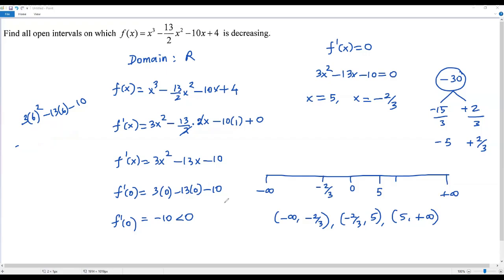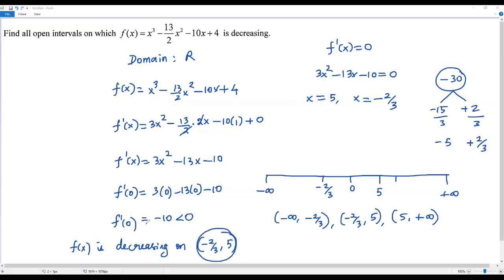So only in the second interval, (-2/3, 5), is the given function decreasing. Let me write that here: f of x is decreasing on the open interval (-2/3, 5). That is, when x takes any value between -2/3 and 5, f prime of x is negative, so the function f of x is decreasing in the open interval (-2/3, 5).